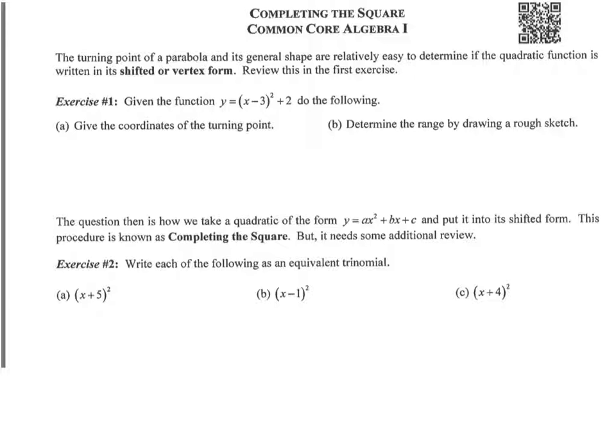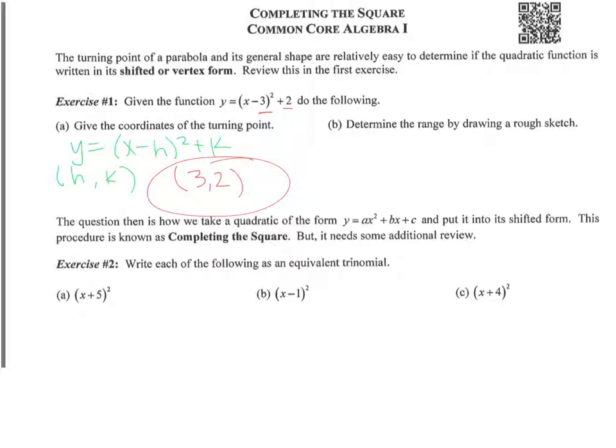So the coordinates of the turning point, I need to remember what we learned last class, or last section. So y equals (x minus h) squared plus k, where the h is your x in the turning point and the k is your y. So for this one, the x is going to be 3 and the y is going to be 2.